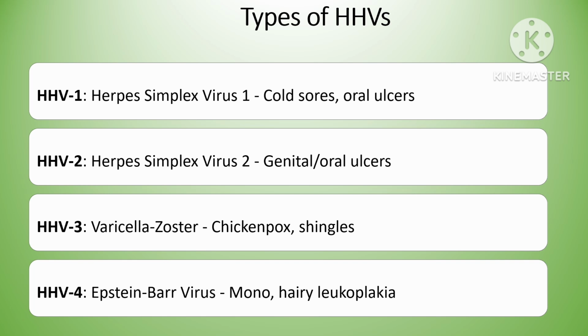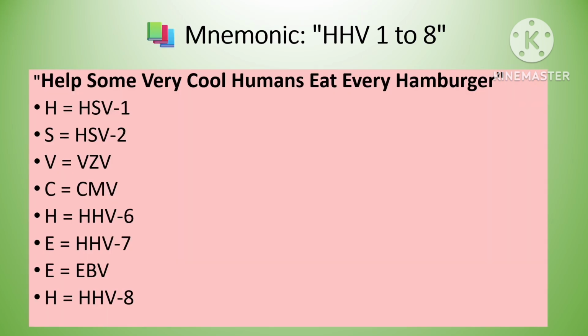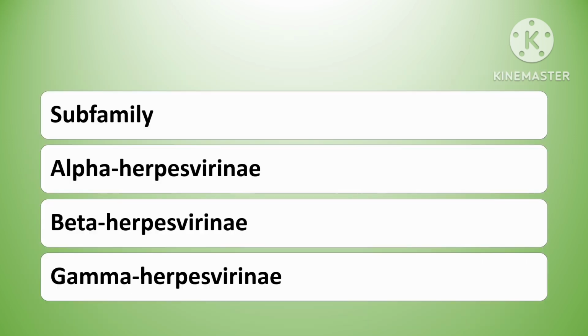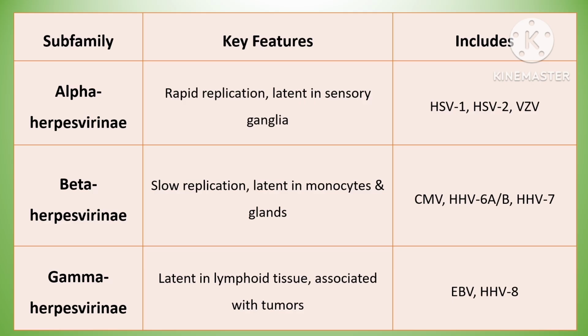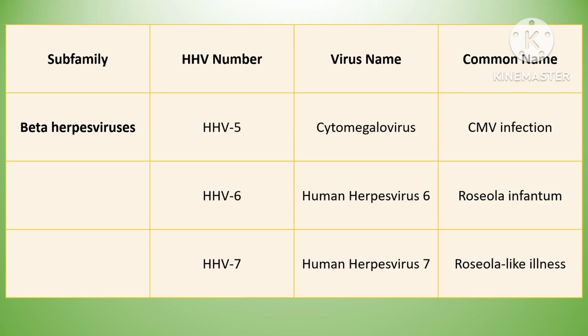1 through 8. These viruses are further classified into 3 subfamilies based on their biological behavior: alpha herpesvirinae, beta herpesvirinae, and gamma herpesvirinae. Alpha herpesvirinae includes HSV-1 and 2, which cause oral and genital herpes, and Varicella-Zoster virus, which is responsible for chickenpox and shingles. These viruses replicate quickly and establish latency in sensory ganglia.